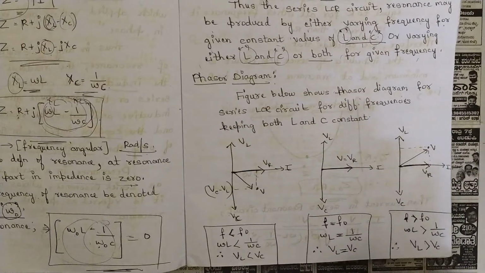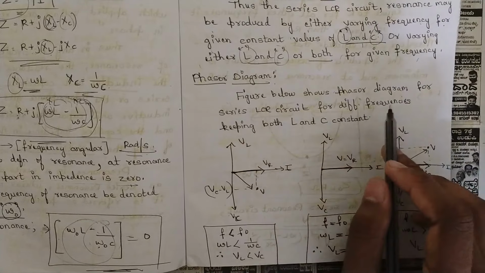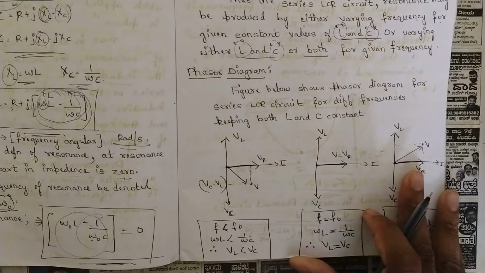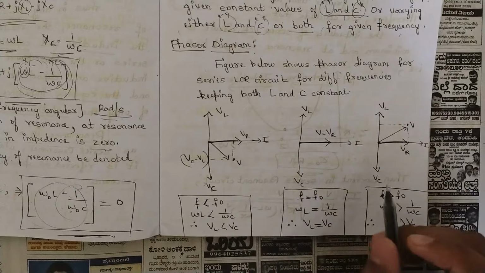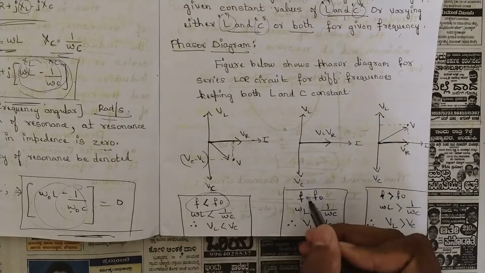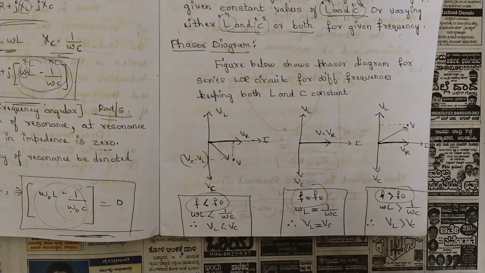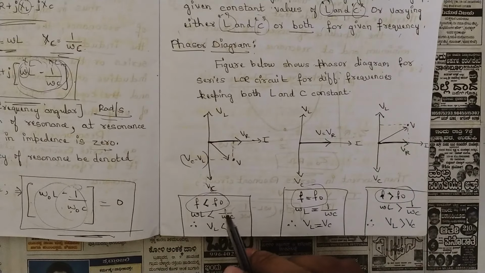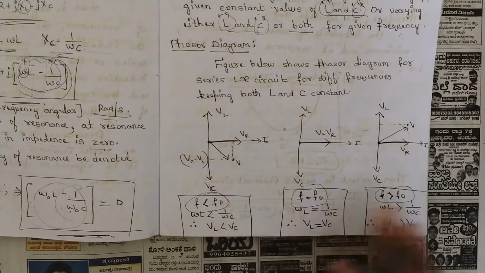Next is the phasor diagram. The figure below shows the phasor diagram for a series LCR circuit for different frequencies, keeping both L and C constant. Here we have 3 different phasor diagrams, which are not important, but just for reference I have drawn them: one for f less than f naught, one for f equal to f naught, and one for f greater than f naught. These are the relations you obtain for different values of frequency. You can pause the video and make a note of it.